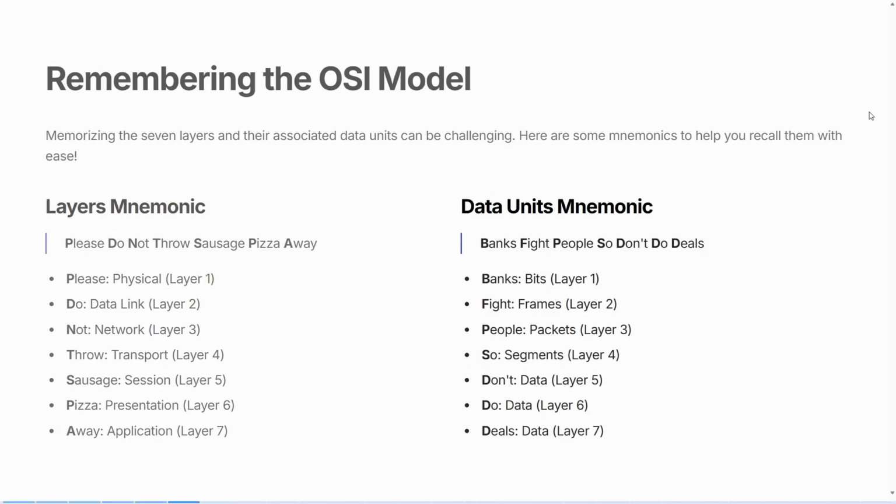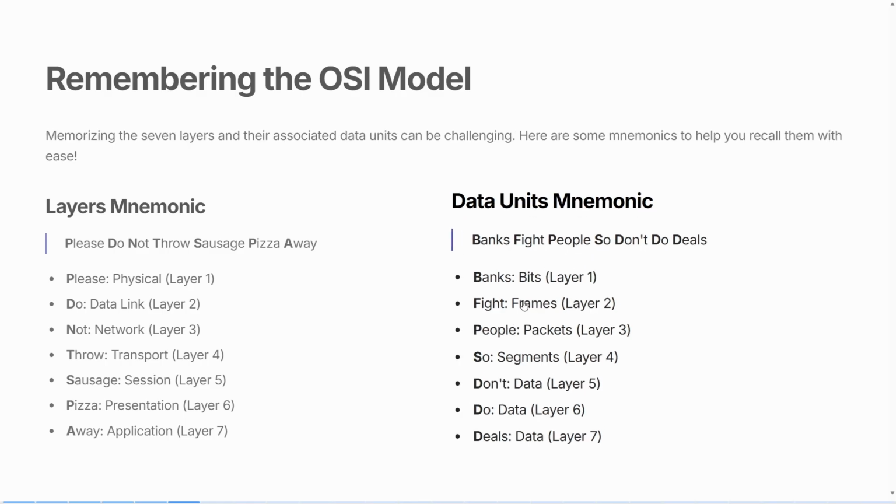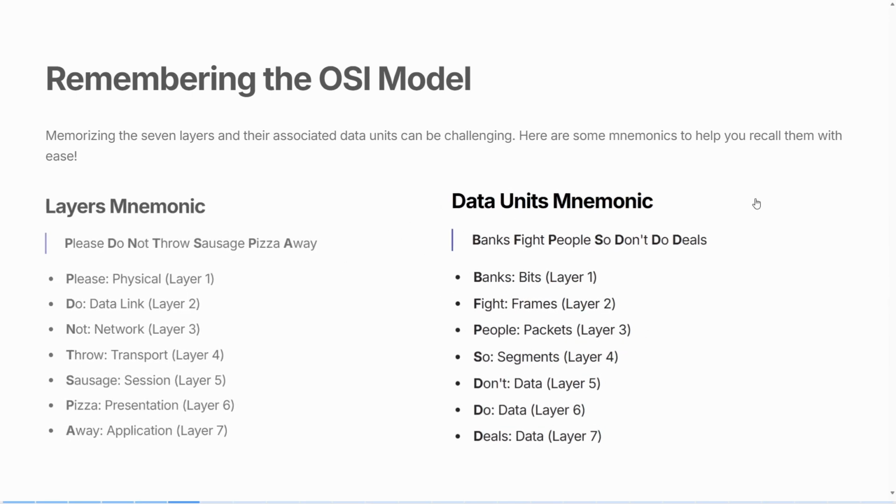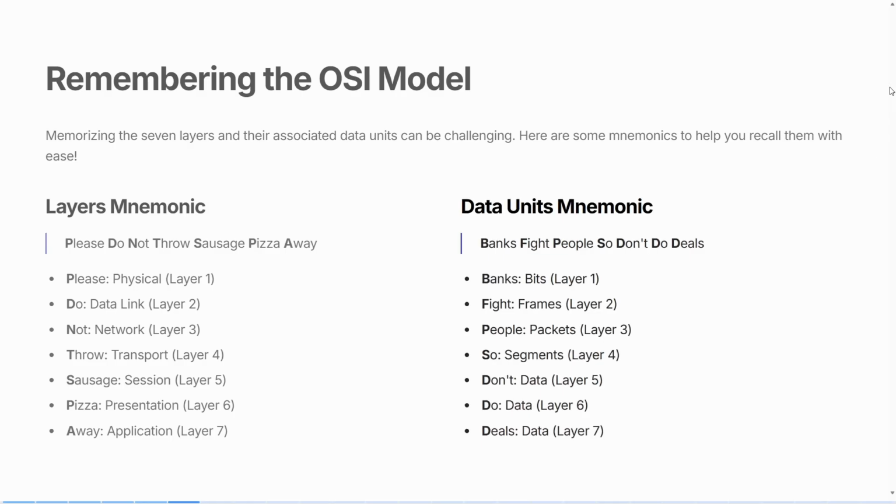And then the mnemonic that I use for remembering the names for different types of data is banks fight people, so don't do deals. Banks, bits; fight, frames; people, packets; so, segments; etc. Right? Banks fight people, so don't do deals. So if you can remember these 2, that's a nice little hint that I used when I was struggling to remember that for my exam, which helped me out a lot on exam day.